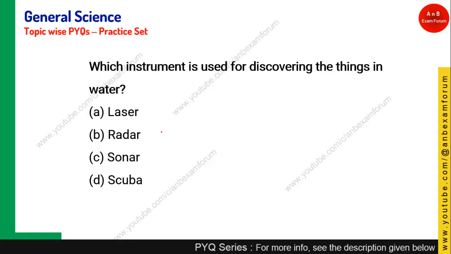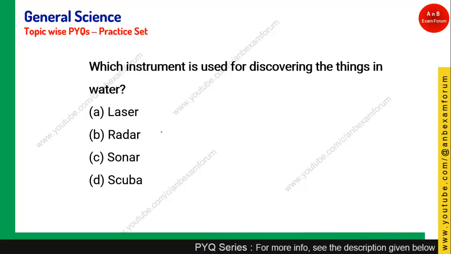Let's see the next question. Which instrument is used for discovering things in water? We have seen there are two devices, basically sonar and radar. Sonar is sound navigation and ranging. Sonar is used to discover things inside water, and it uses ultrasonic waves.